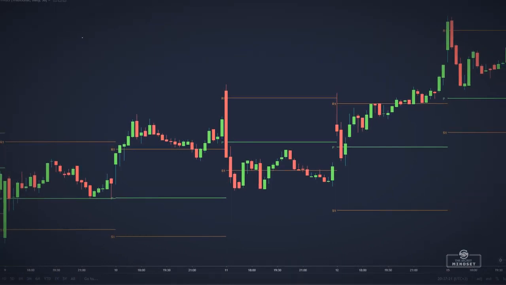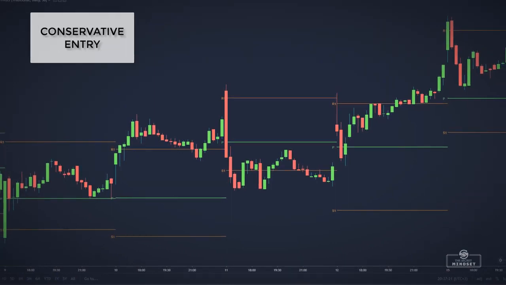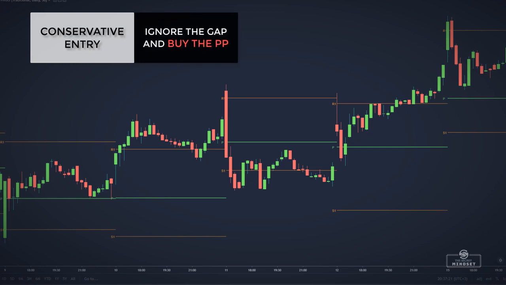So a conservative approach here would be to acknowledge the gap, to acknowledge the fact that the price is likely to reverse to the central pivot point, and enter long on the market when the price finds support at the main pivot point.